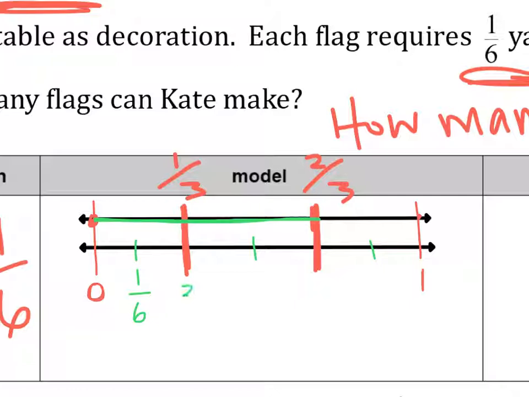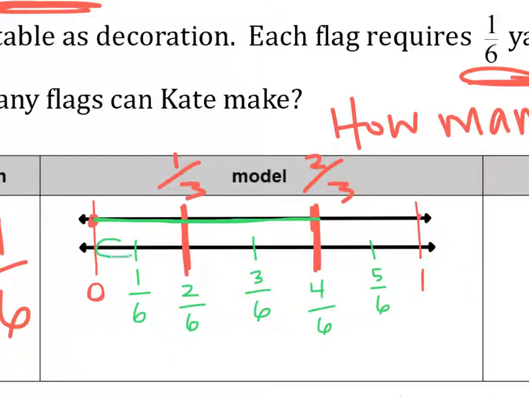This would be 1/6. 2/6 is the same as 1/3. We know those are equivalent fractions. There's 3/6. 2/3 would be 4/6. And then here we have our 5/6. Now we're able to count how many 1/6 yard pieces we could get out of 2/3.